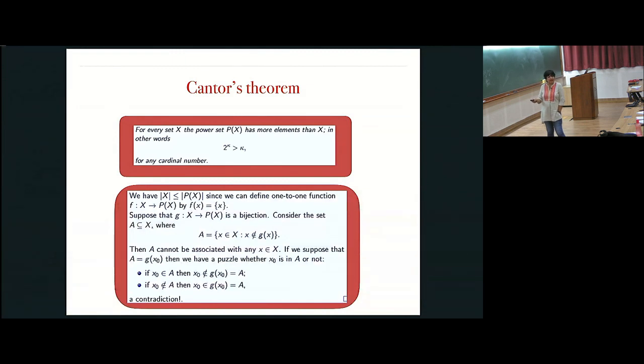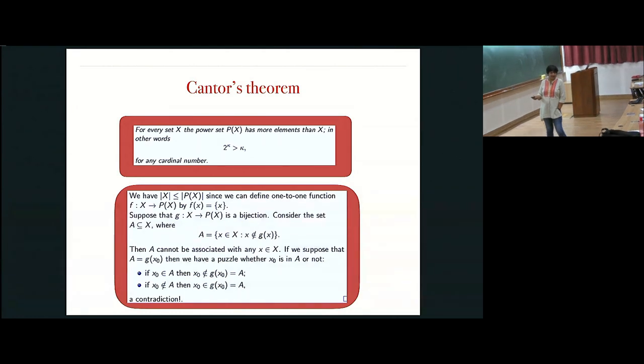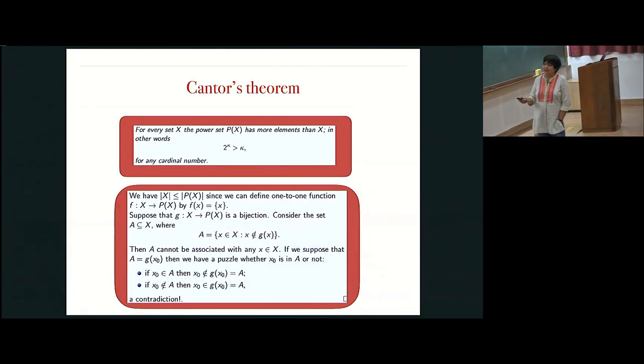Now x0 might be in A or x0 might be outside A. Now carefully see the construction. If x0 is in A, then x0 cannot be in A. And if x0 is not in A, then x0 has to be in A. So we arrive at a contradiction. So our original assumption was wrong, because we had assumed that G is a bijection. That gives us this theorem, and this result that there are infinitely many cardinalities and there is no end to that.